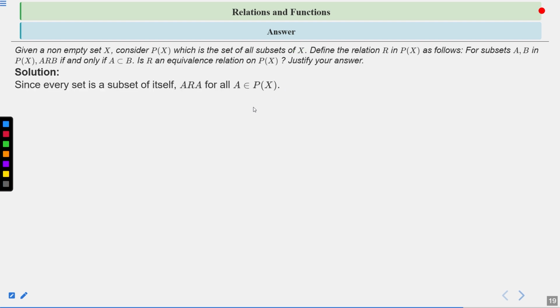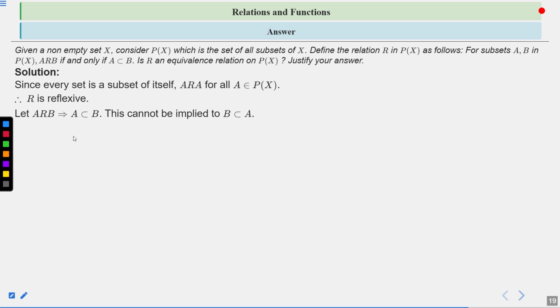Now, since every set is a subset of itself, right? We know that every set is a subset of itself. So A is related to A, for all A belonging to Px. So reflexivity is clear, right? Therefore, R is reflexive, because every set is a subset of itself. Got it?